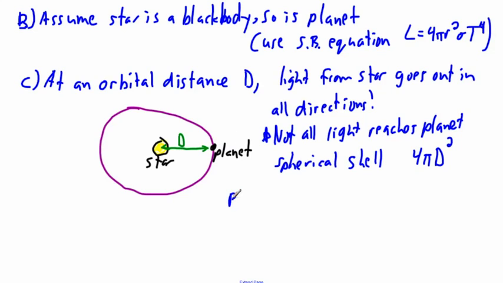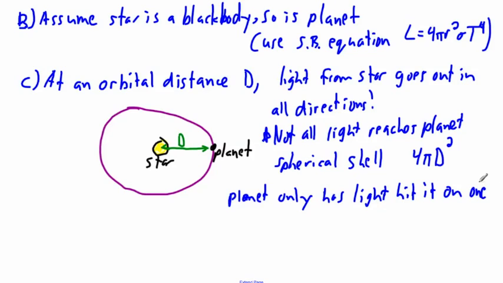But it gets even worse. Because a planet only has the light, let's say, hit it on one hemisphere. Because of course this is a real life planet here.